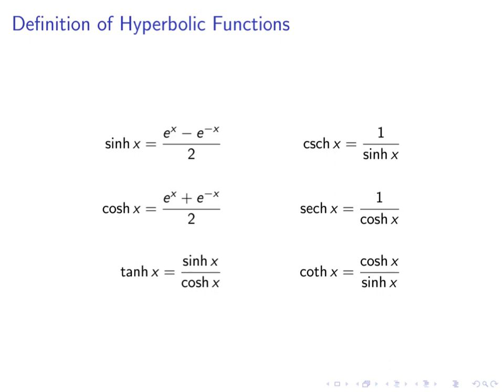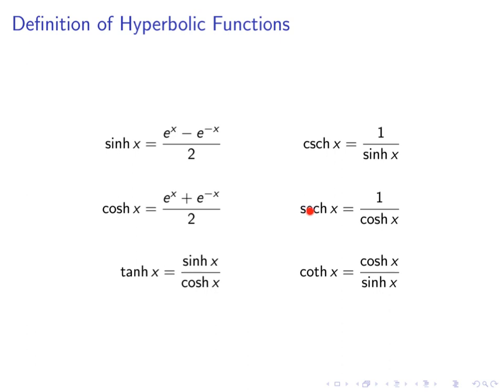Probably they'll mostly pop up if I just give you a problem like, find the derivative, and here's a function, here's a function, here's a function. There'll probably be one of these hyperbolic functions in there. And then tanh, that's just sinh over cosh. Just like tangent is sine over cosine, tanh is sinh over cosh. And then hyperbolic cosecant, I don't even know how to say that, that's just 1 over sinh. Just like cosecant is 1 over sine, hyperbolic cosecant is 1 over hyperbolic sine.